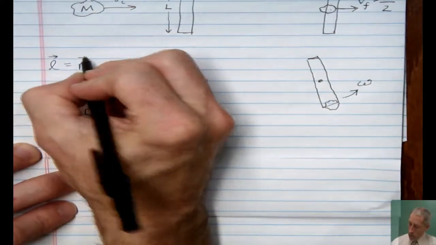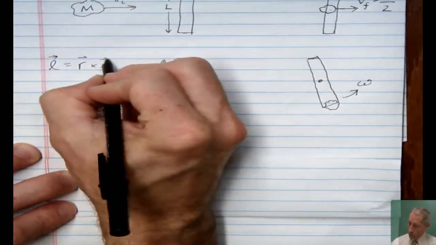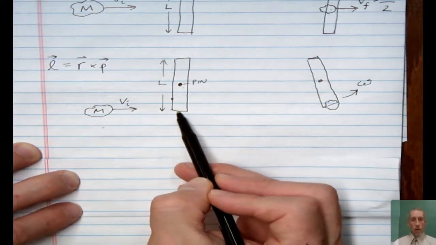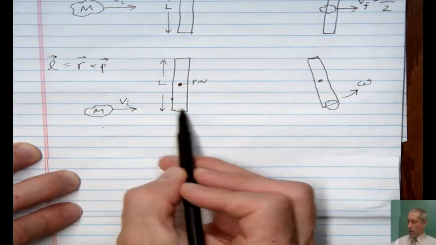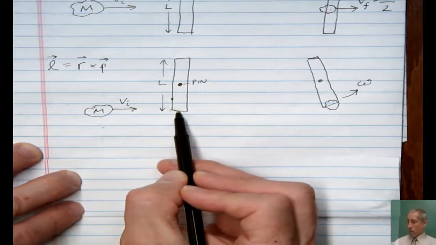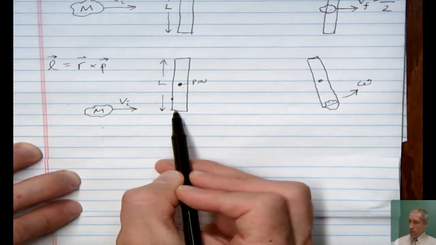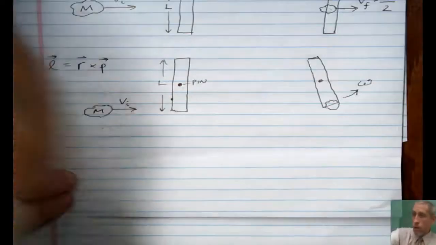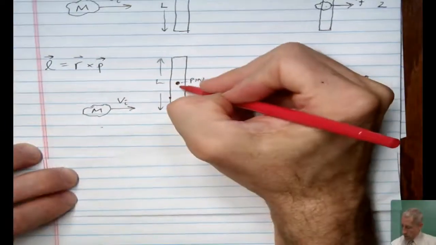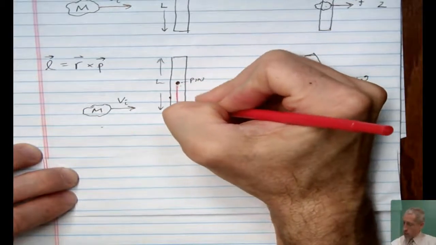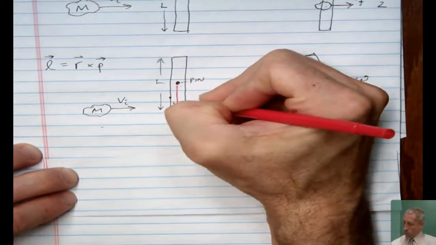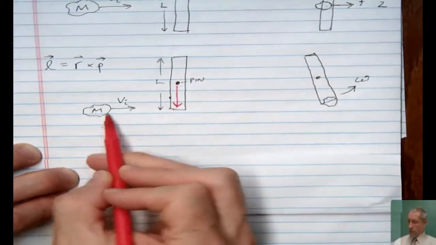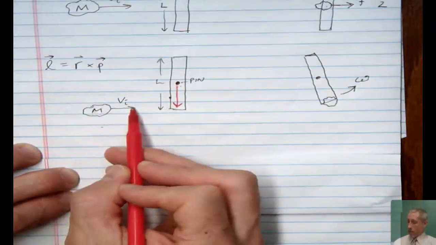It's r crossed with p, and we want to examine that right at the moment just before it collides. So you have to picture this blob over here just about at the point below the pin. What that means is the r vector, I'll just draw it here in red, the r vector that we use to calculate the angular momentum is going to be straight down.